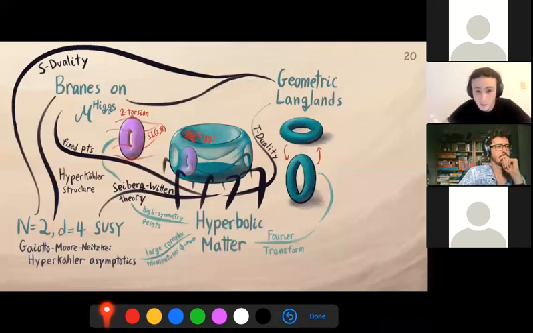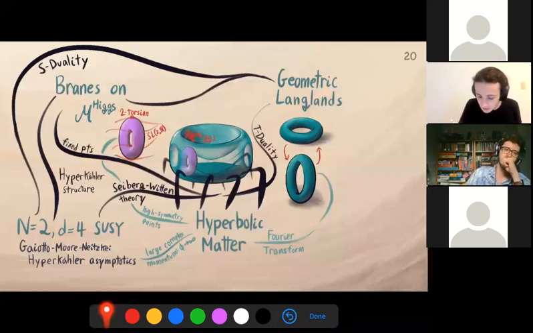So this web is starting to get really tangled now, right? And also, one of the ways you define geometric Langlands, in the Kapustin-Witten approach, is as a duality on branes in particular. So again, you have this relationship here between Langlands and branes, okay?